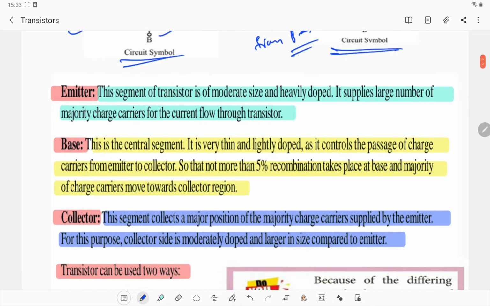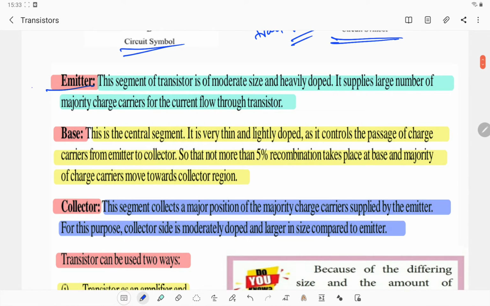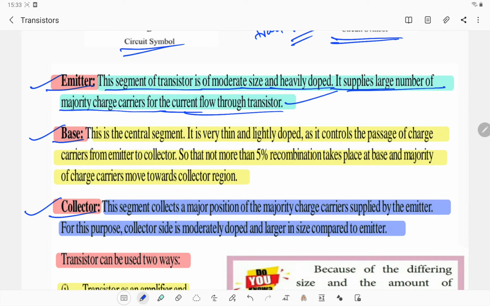Therefore, in a transistor there are three sections: one is emitter, another one is collector. The emitter segment of the transistor is of moderate size and heavily doped. It supplies a large number of majority charge carriers for the current flow through the transistor.